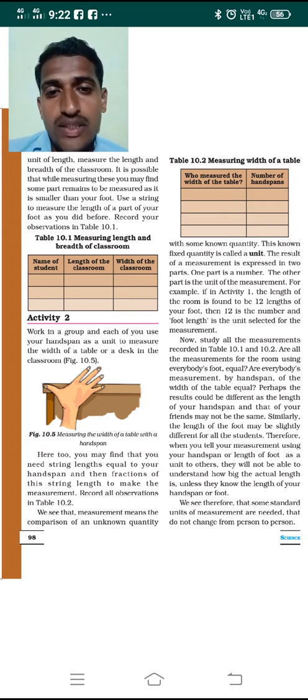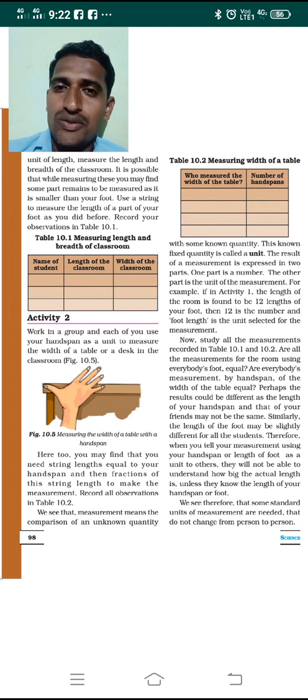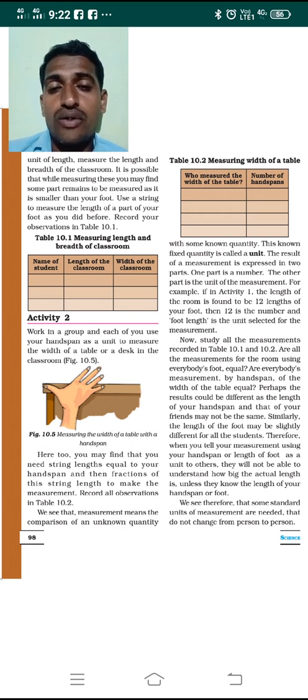After observing all these, do you understand whether the foot length and width of the classroom would be the same or different for each of you? Just think. It may not be the same, because your foot length may be smaller than your friend's, and your friend's foot length may be smaller than another friend's. That's why foot length cannot be the exact unit of measurement.